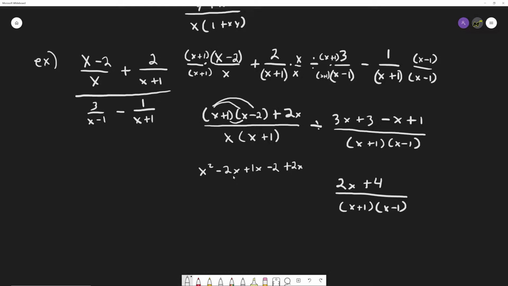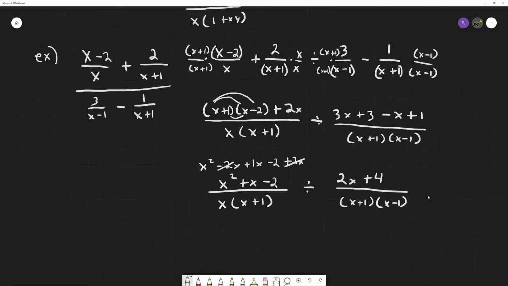And so when we're simplifying this, we end up with, well, negative 2x cancels with a positive 2x. So you're actually left with x squared plus x minus 2, all over x times x plus 1. Okay, so now this is what we're dividing. We have x squared plus x minus 2 over x times x plus 1 divided by all of this. Okay, at this point, let's go ahead and multiply by our reciprocal.